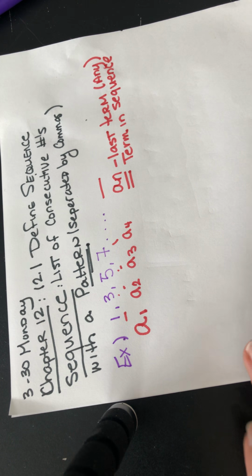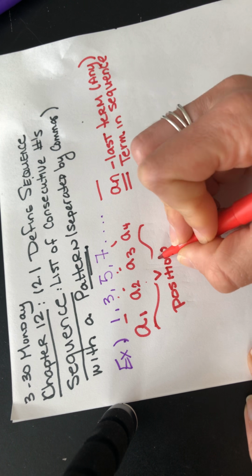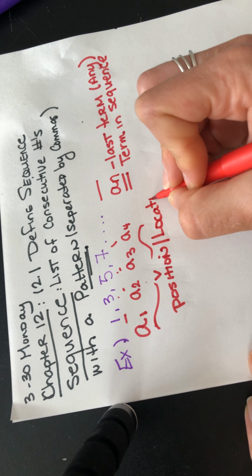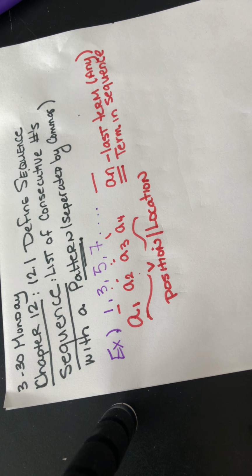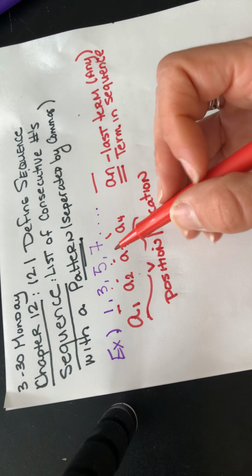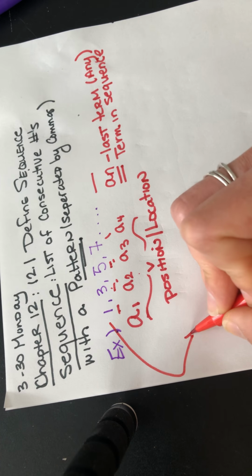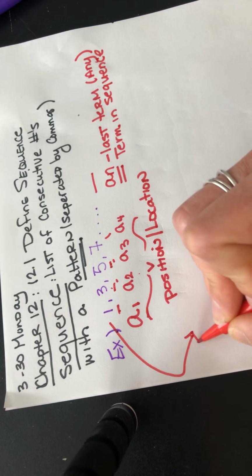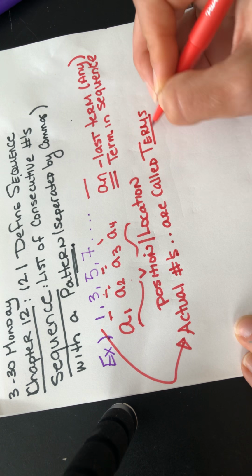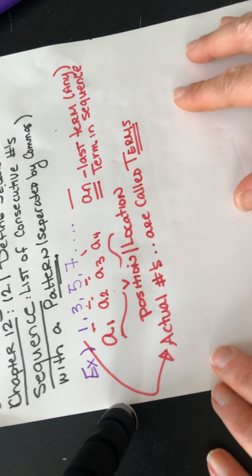So A1, A2, A3, A4, and so forth, these are what we call the position or the location of the numbers. So this is your first location, your second location, your third position. What I need you guys then to just understand is the actual numbers, just because I interchange the words. So the actual numbers themselves are called terms. When we substitute into the formula.